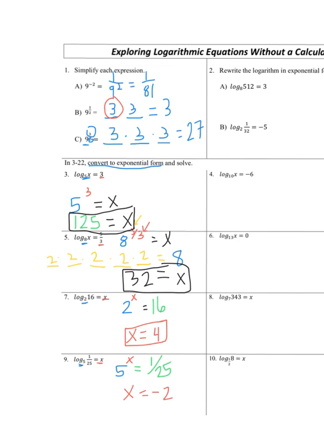How do we know it's negative 2? Well, start with the positive side of things. So let's start with 5. 5 cubed is 125. 5 squared is 25. 5 to the first is 5. 5 to the 0 is 1. 5 to the negative 1. You see the pattern is that we keep dividing by 5, right? 125 divided by 5 is 25. Divided by 5 is 5. Divided by 5 is 1. If we divide by 5 again, it's 1 over 5. If we divide by 5 again, it's 1 over 25.